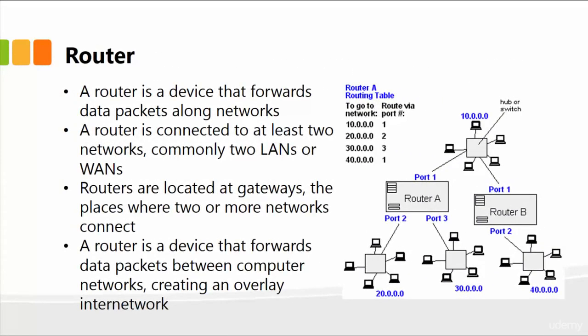In essence, a router is a device that simply forwards data packets along networks. It's connected to at least two networks, could be local area networks or wide area networks. The routers are located at gateways, right? So these are the gatekeepers for your traffic, the places where two or more networks connect. A router is a device that, again, forwards data packets between computer networks, creating an overlay inner network.